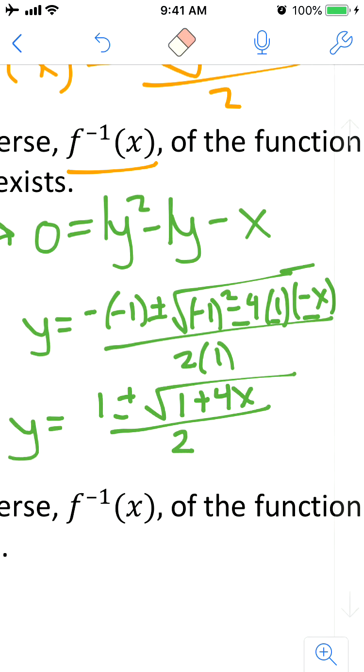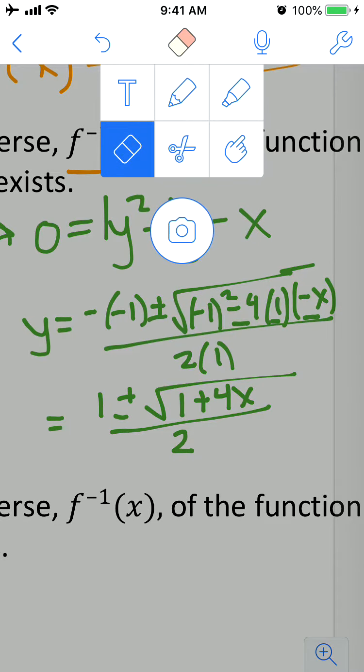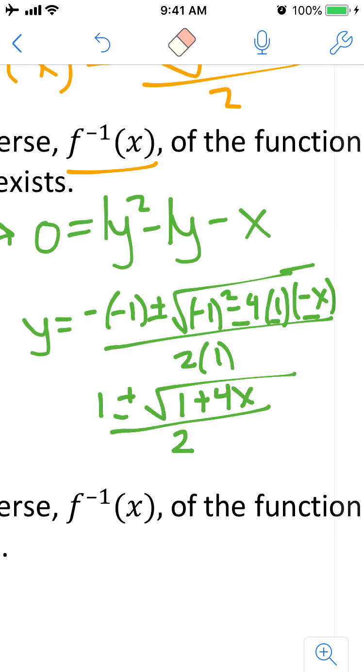Okay, and I'm even going to change y to what they wanted me to call it, the inverse function, right? So now that I'm done, I can just change this to f inverse of x is equal to 1 plus or minus square root of 1 plus 4x over 2.